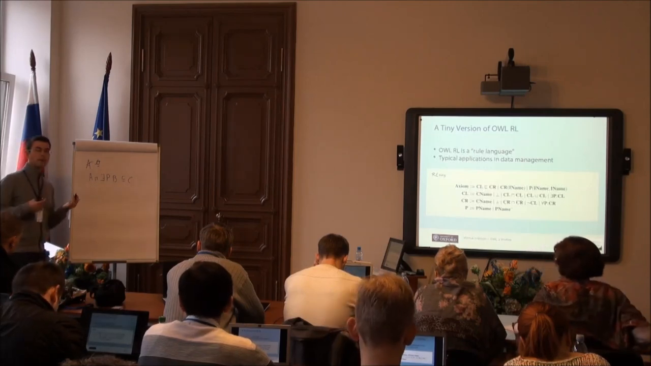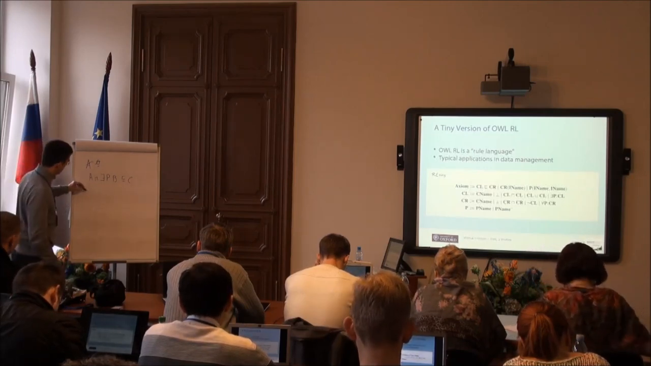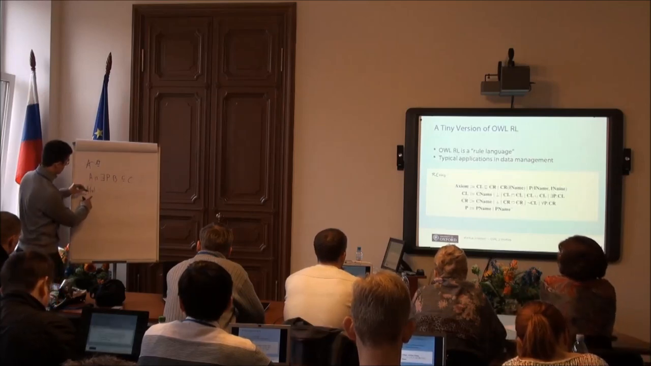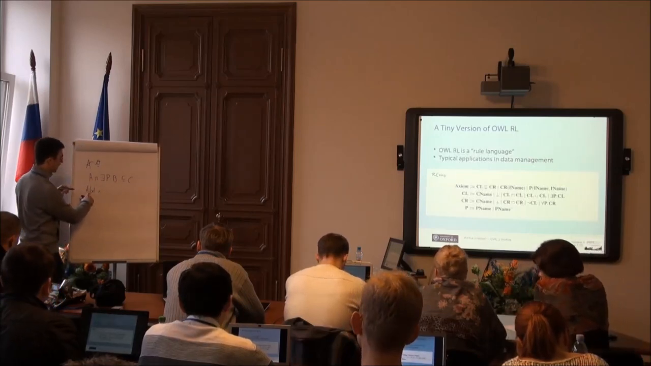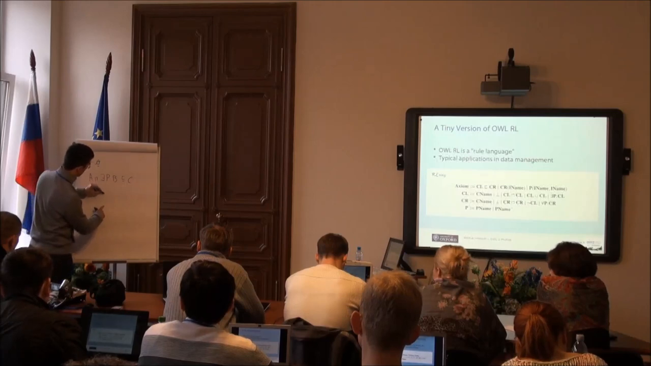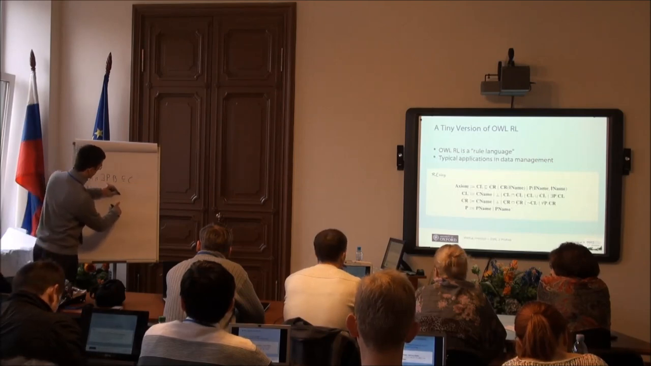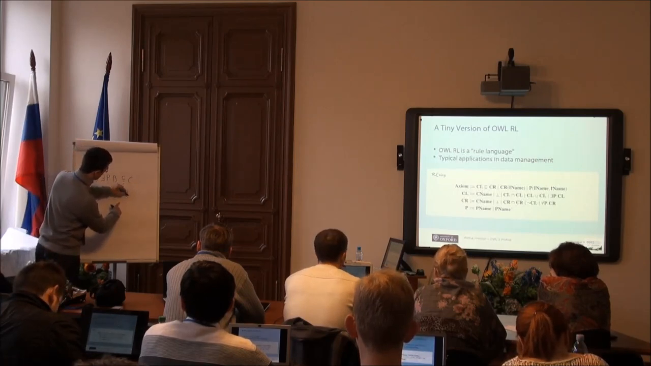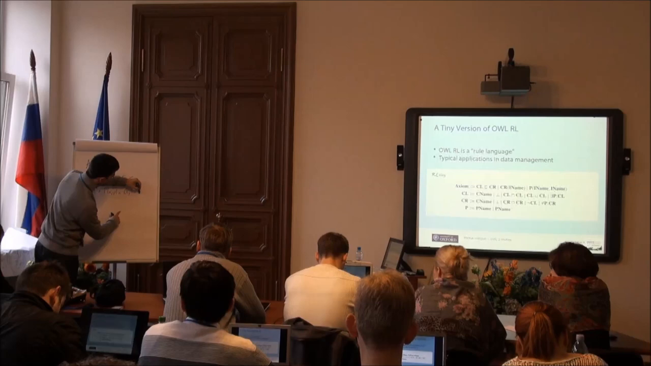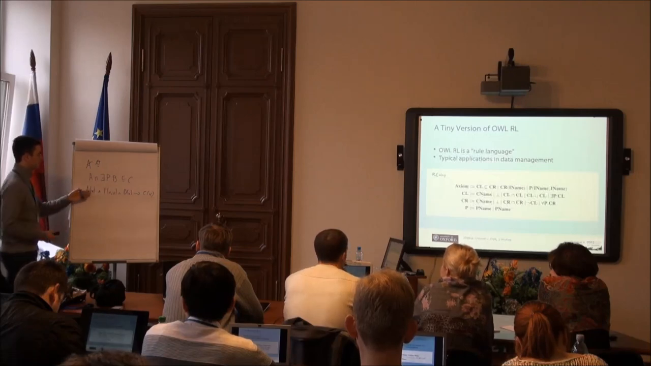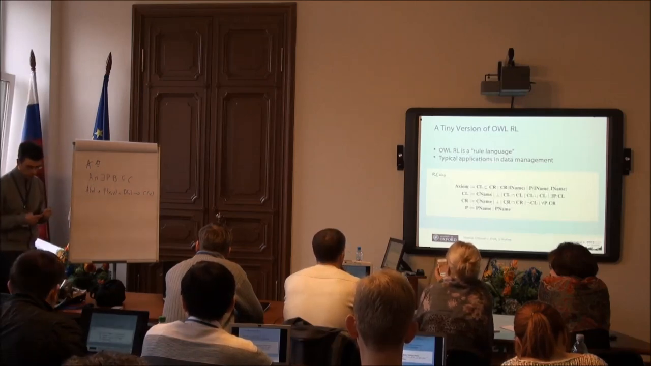Now, why is that like a rule? Because I can think of it as a rule saying if some X is in A and there's a P property to some Y, which is in B, then X must also be in C. So I can just unfold it and put some variables in and it looks like a rule.